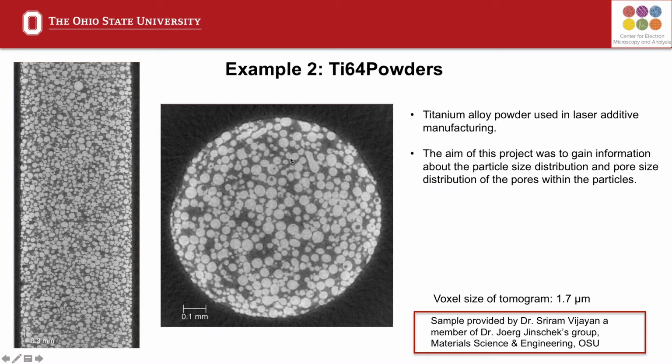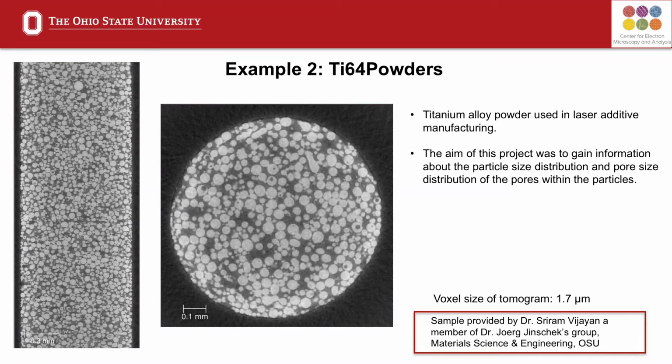To image the powder, it was poured into a small glass capillary and then mounted on the MicroCT. The sample was scanned with a tube voltage of 100 kV, and the scan time took around 3 hours. The images on the screen show a vertical slice here and a horizontal slice from the tomogram, and the tomogram had a voxel size of 1.7 microns.